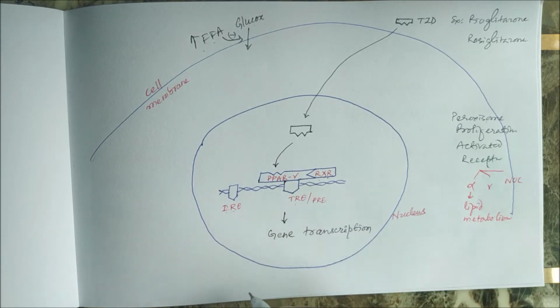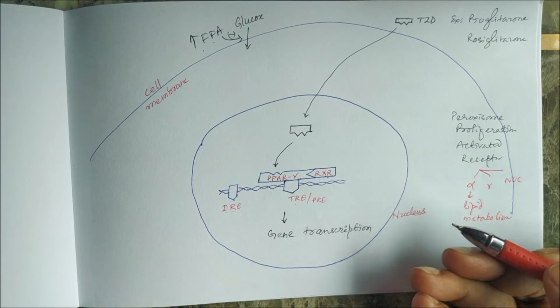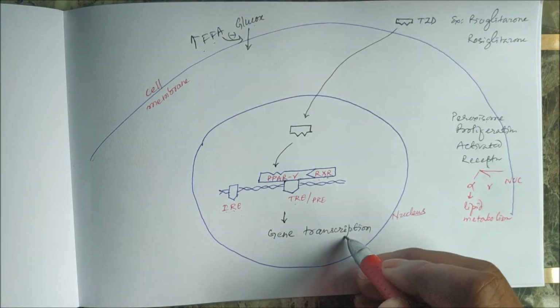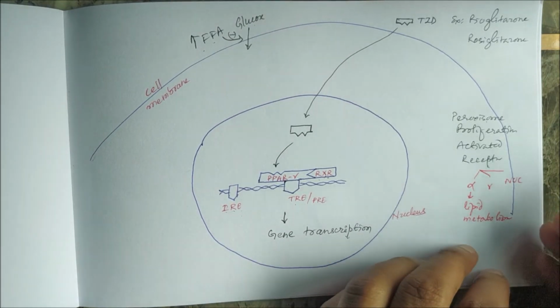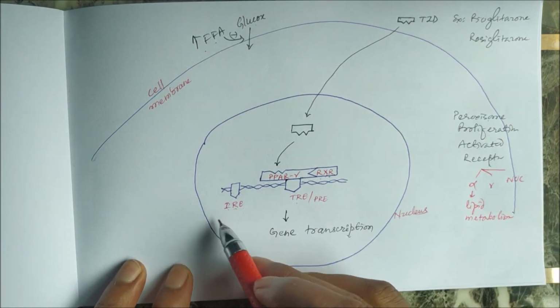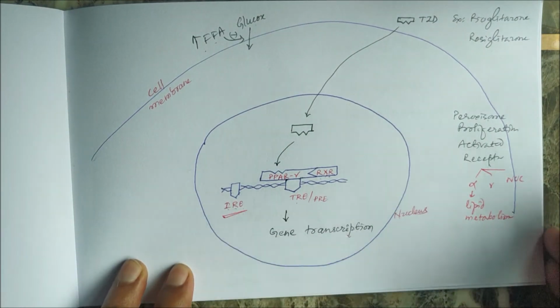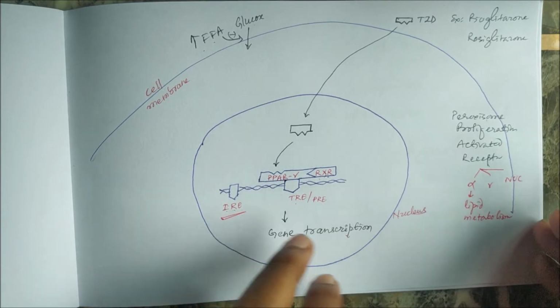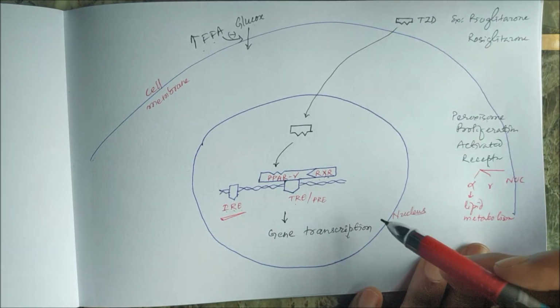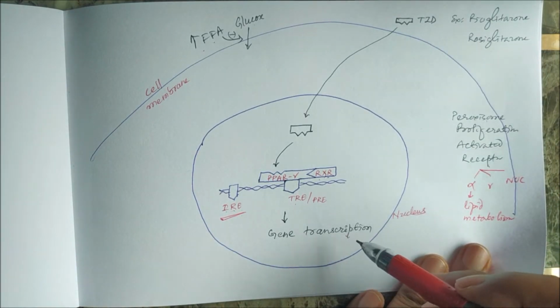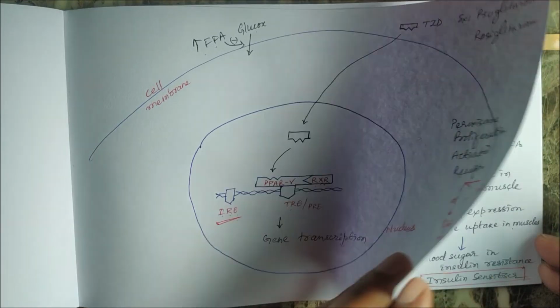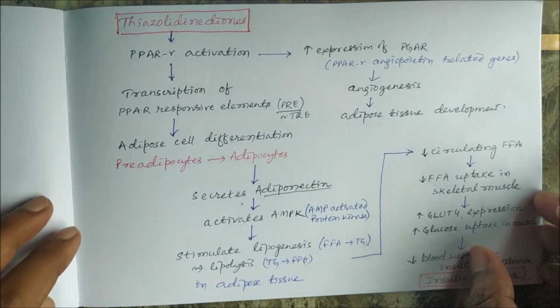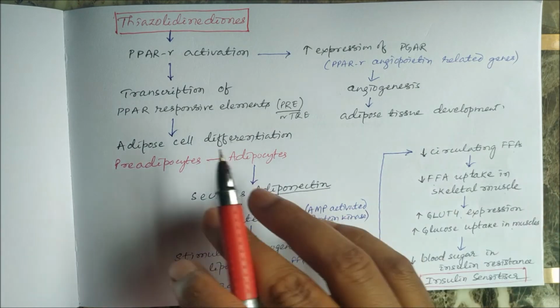and there will be gene transcription. So again these are linked to the insulin response elements also. So there will be gene transcription which ultimately will decrease the sugar level. And how it does this, let us discuss the detailed mechanism.